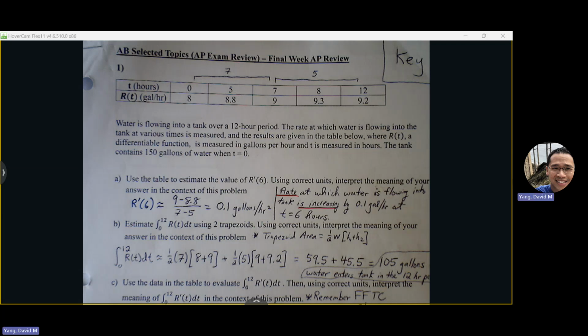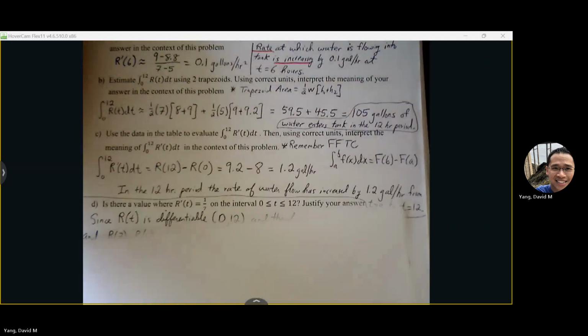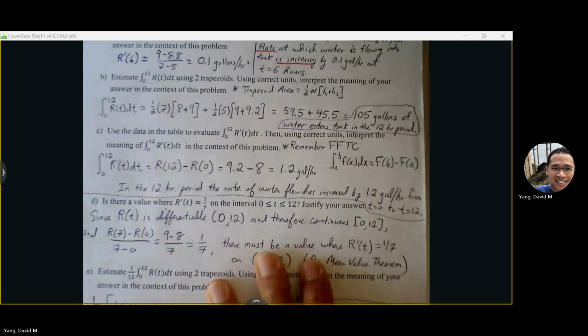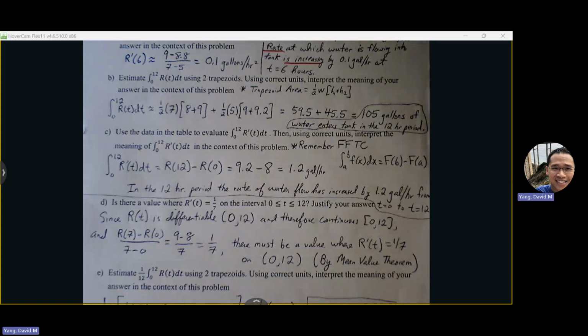So because my two endpoints give me a slope of 1/7, I know that because my graph is connected and smooth, the graph has to experience a slope of 1/7 somewhere along that path as well. So that is basically the process. Since R of t is differentiable on the open interval and therefore continuous on the closed interval, and my endpoints produce 1/7, there must be a value where R prime is equal to 1/7, and we can say by the Mean Value Theorem.